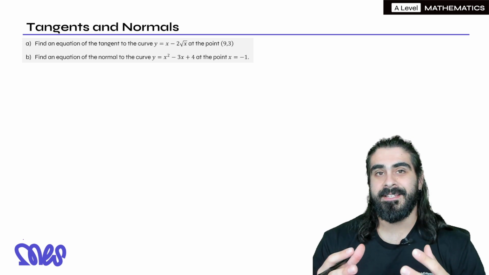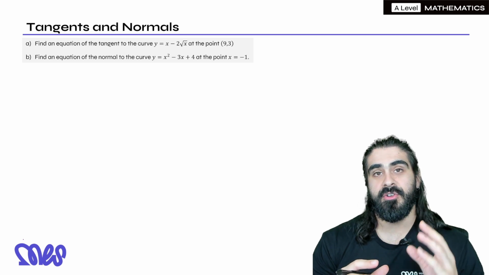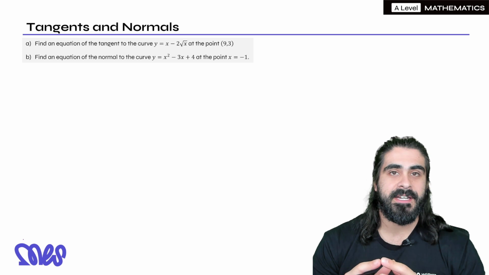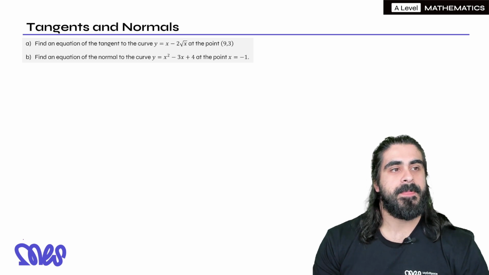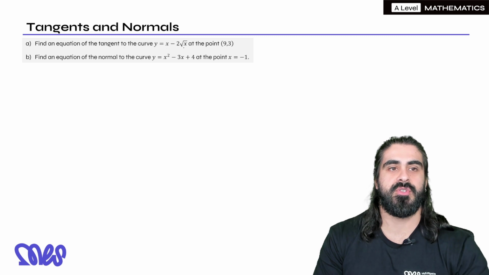Now, what do we mean by a tangent to a curve? Well, what we explored in our first lesson is that the gradient of a curve at any given point is equal to the gradient of the tangent at that same point. So in this first question, it says find an equation of the tangent to the curve y equals x minus 2 root x at the point 9, 3.